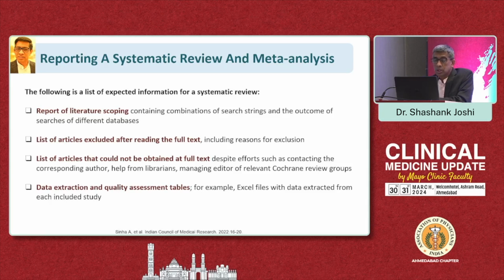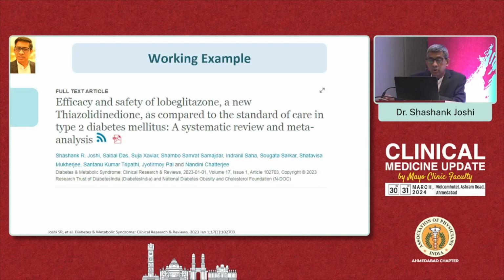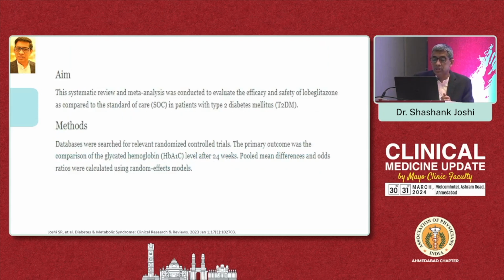I'm sure Sagar made a very elegant mention of those CDC databases and various free databases. They're huge Excel sheets, and it's not easy to include and exclude studies from them. So let's look at a working example, the efficacy of a new molecule, for example, lobeglitazone. It's a systematic review and meta-analysis which we conducted because this molecule was a next generation glitazone, and we had to conduct a meta-analysis and a systematic review.